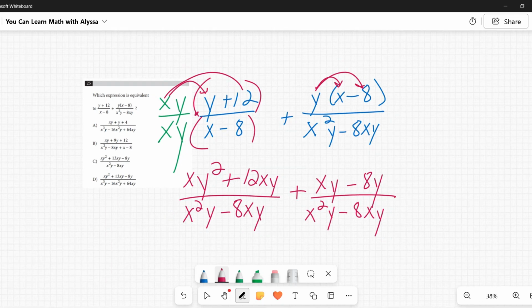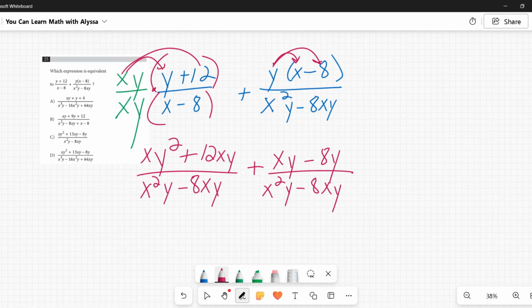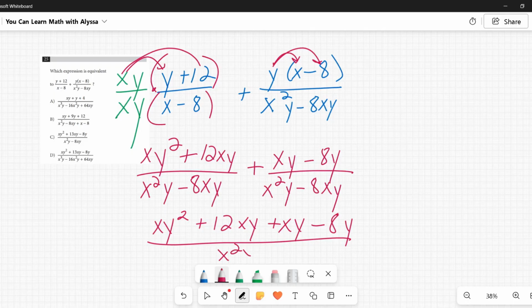That kind of thing. So we combine all those terms on top. We see if there's any common terms, any like terms that we can add. So we have xy squared plus 12xy plus xy minus 8y all over x squared y minus 8xy. One thing to be mindful of, this is a plus, which makes it nice and simple for us. If this were a minus, always remember it applies to everything, so change the signs on everything. Just a little tip there, because they like to throw those in.